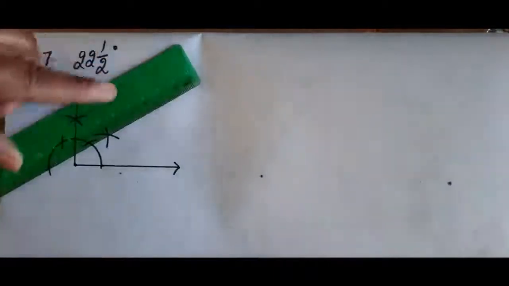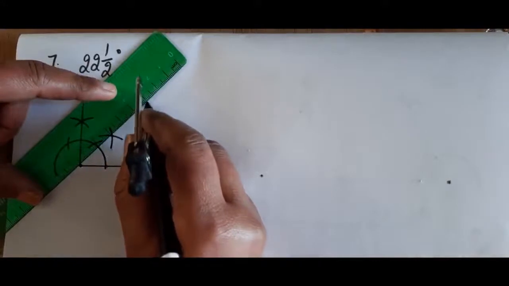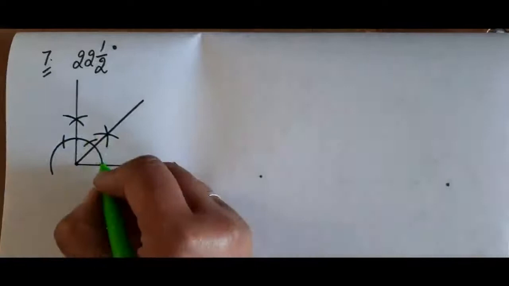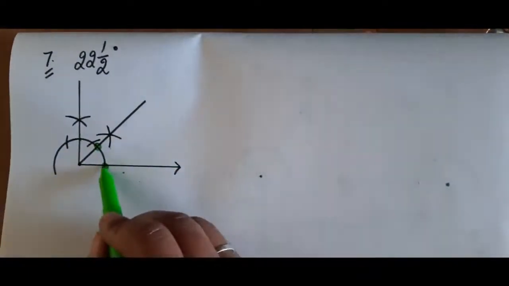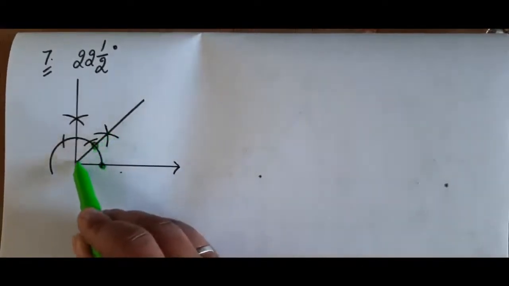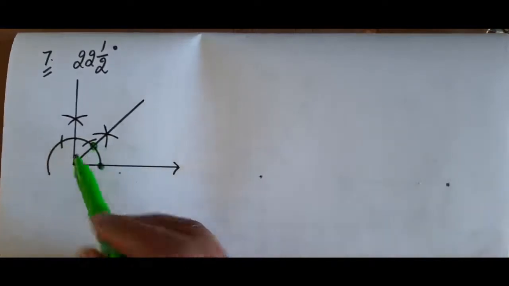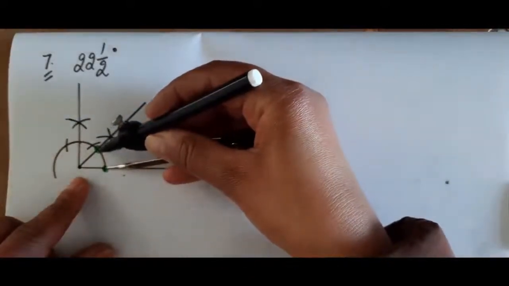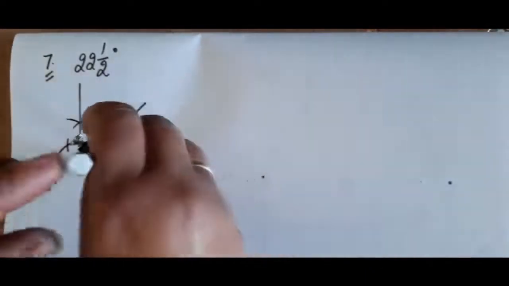So join these 2 points. This is 45 degrees, right? Now we will bisect one more time. We will bisect 45 degrees by keeping our compass point at these 2 points, the arms of the angle where the semicircle is cutting them. Open your compass, I can take greater than the half. At this point you will keep your compass point and draw an arc.